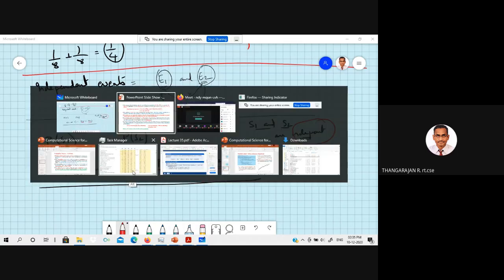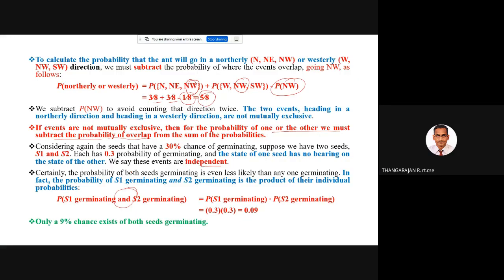Now in this example, I take two seeds and put them in soil, and I see what is the probability that the first seed germinates and the second seed also germinates, that is, both the seeds becoming plants. We are given that the probability that a seed will germinate is 0.3, which is 3 by 10. The probability of germination is 3 by 10, and similarly, this is also 3 by 10.